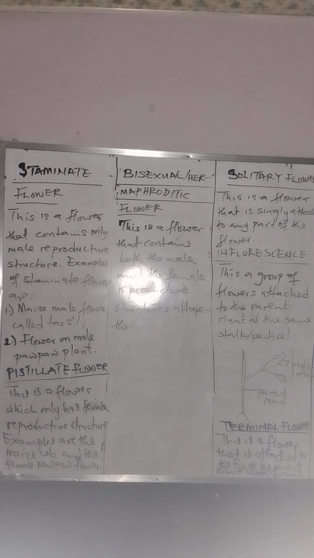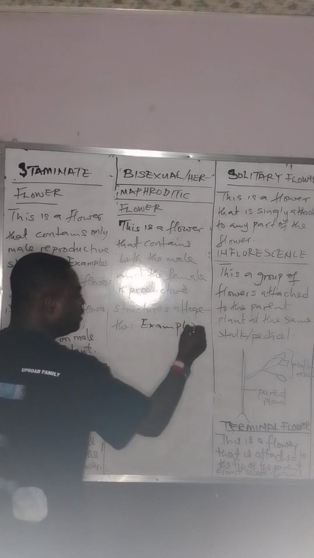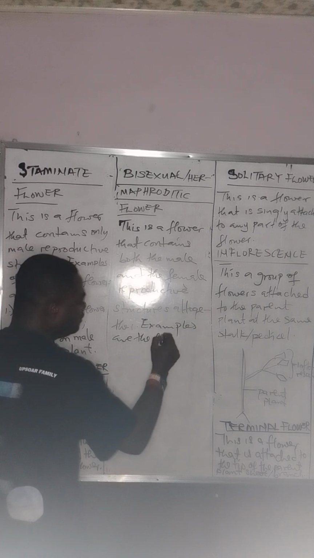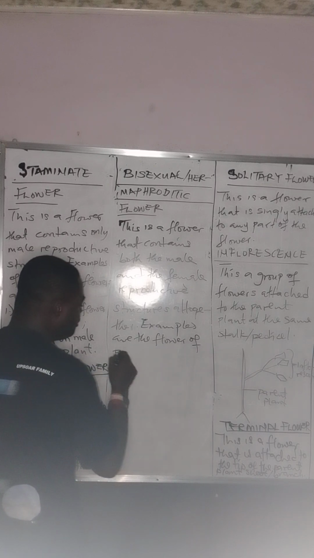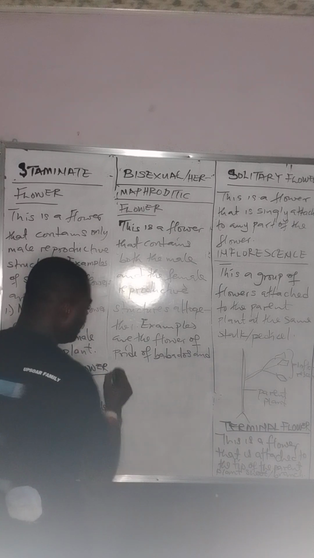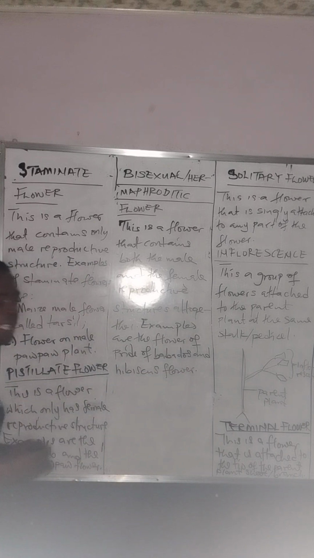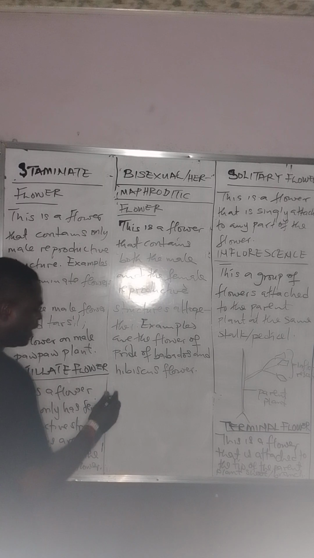So the male and the female reproductive structures are together. Such a flower, you can call it a hermaphrodite. It has both male and female reproductive structures together. Examples are the flower of Pride of Barbados and hibiscus flower. So if you are stating similarities between hibiscus and Pride of Barbados, you should know that both of them are hermaphroditic flowers. Then we have something called perfect flower.